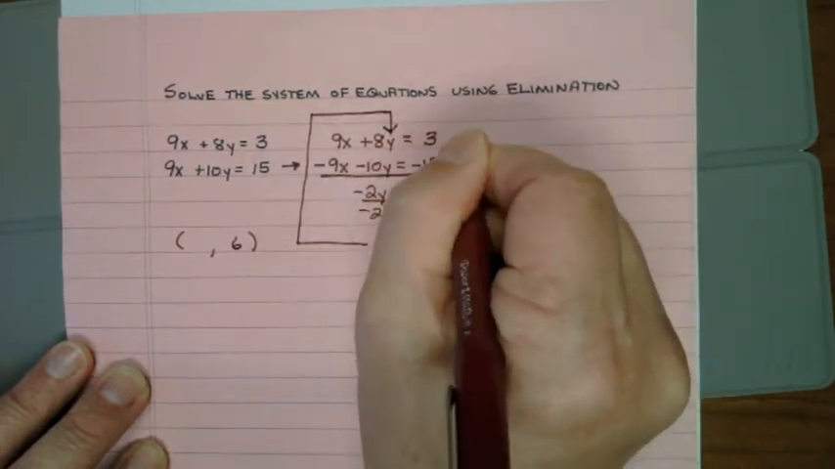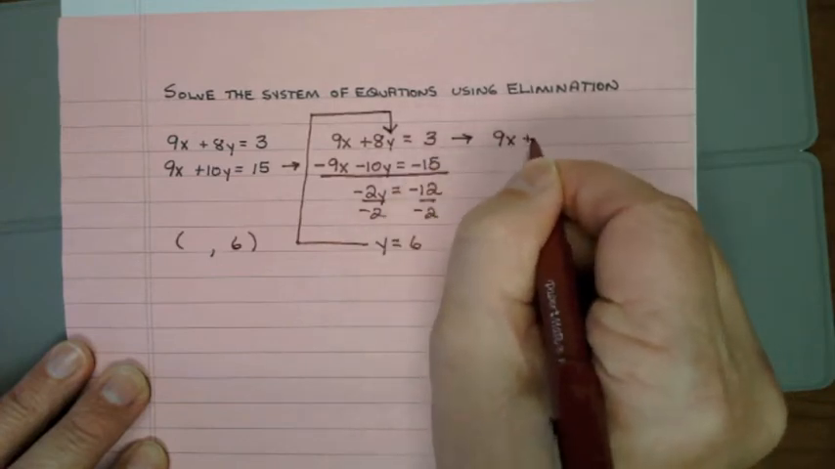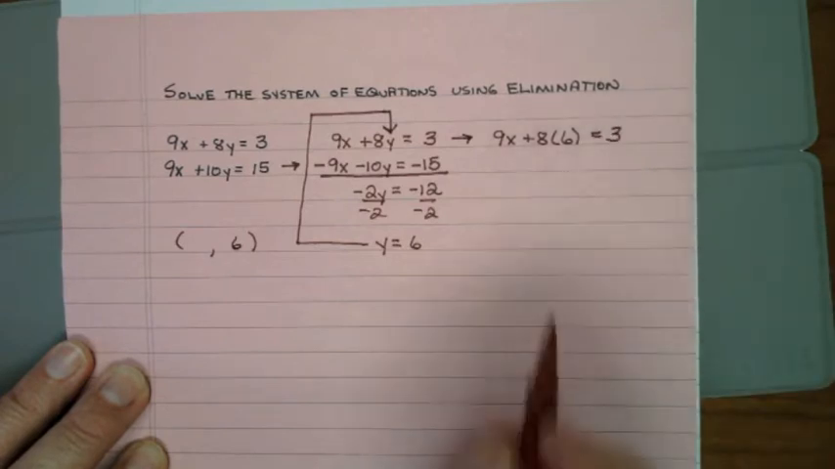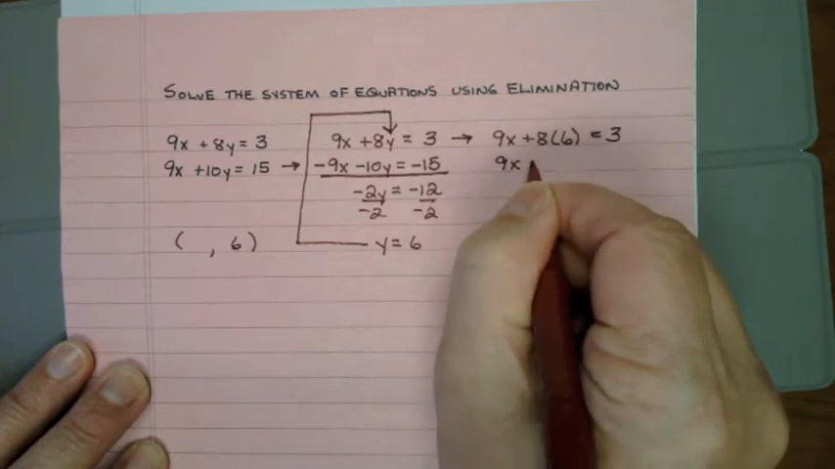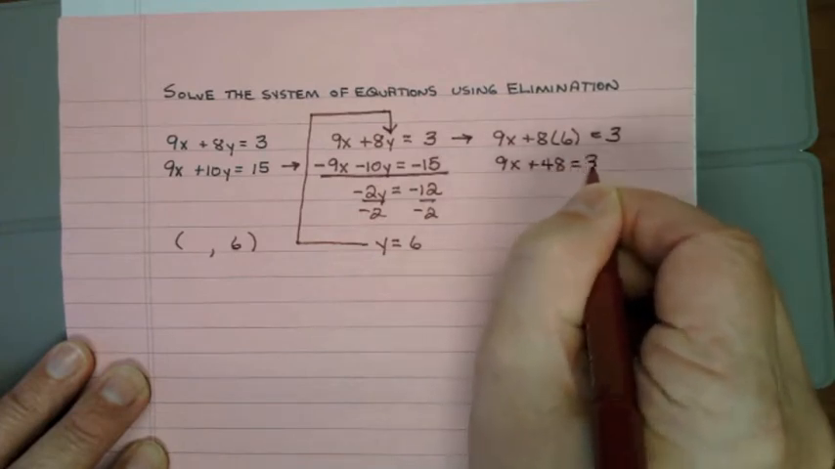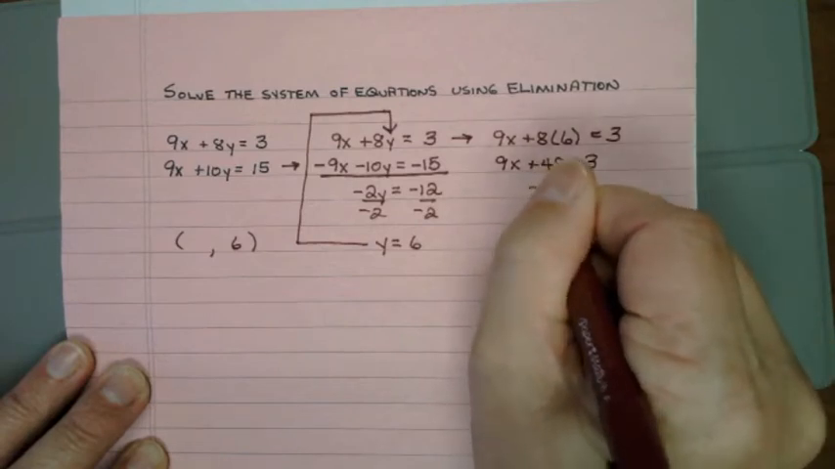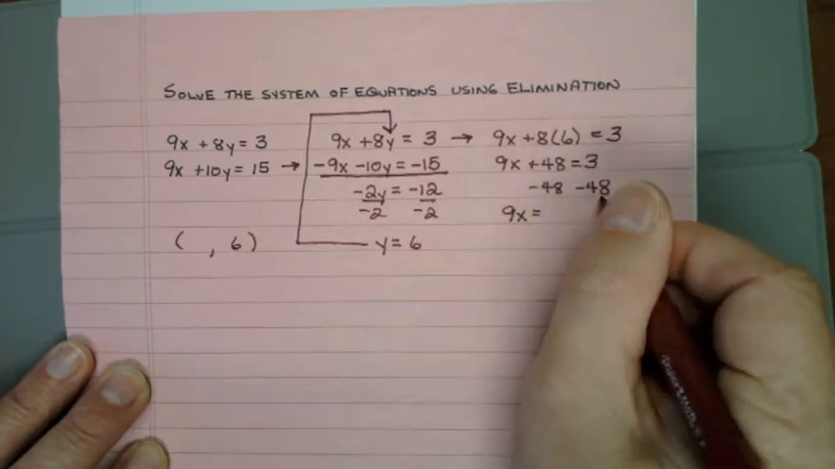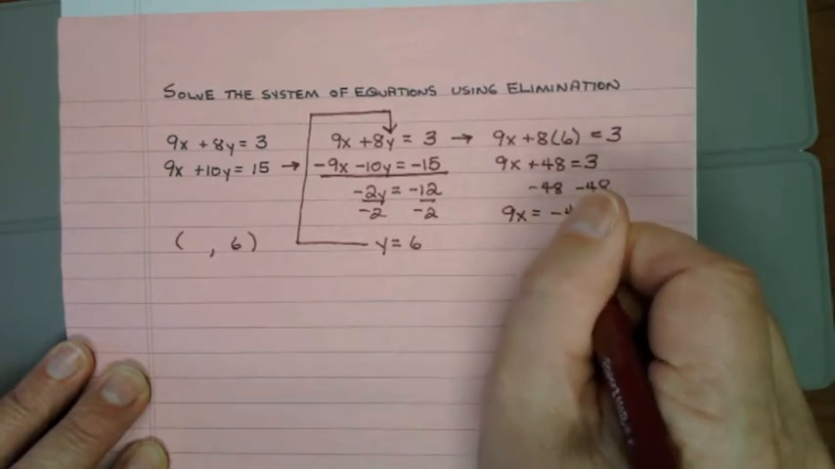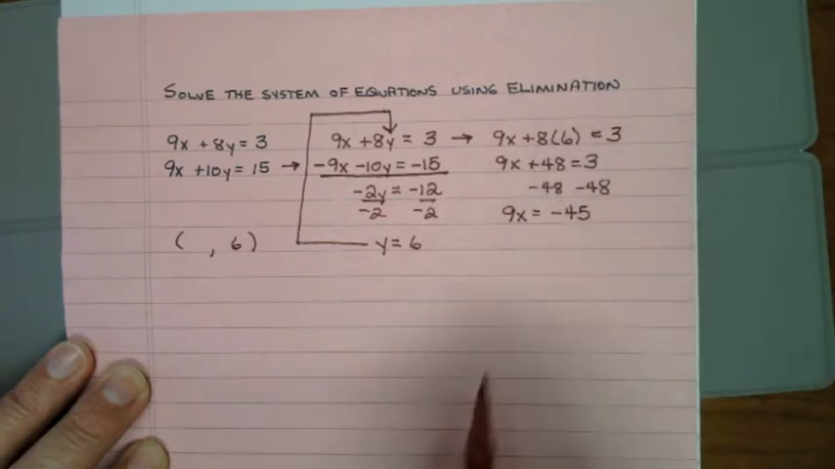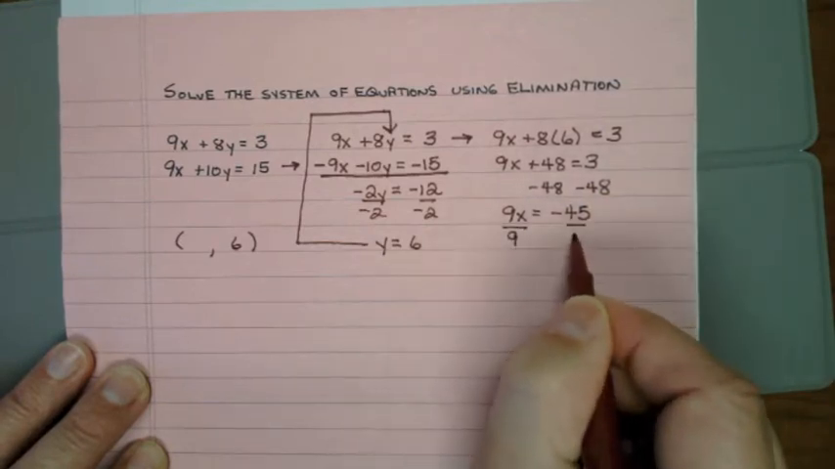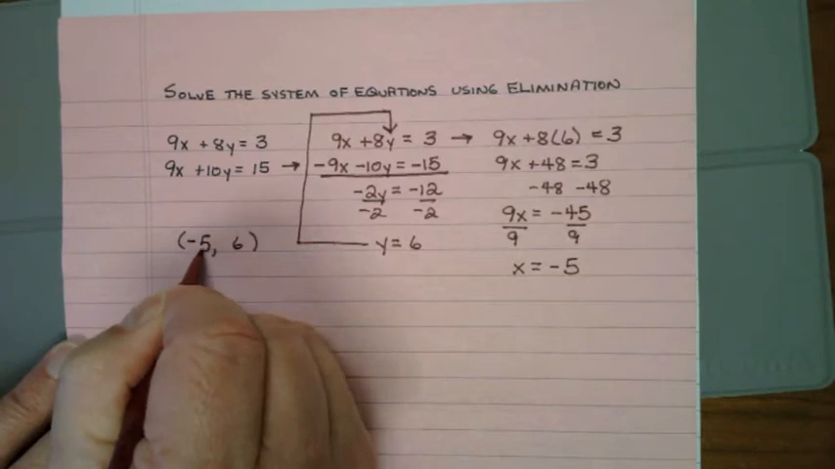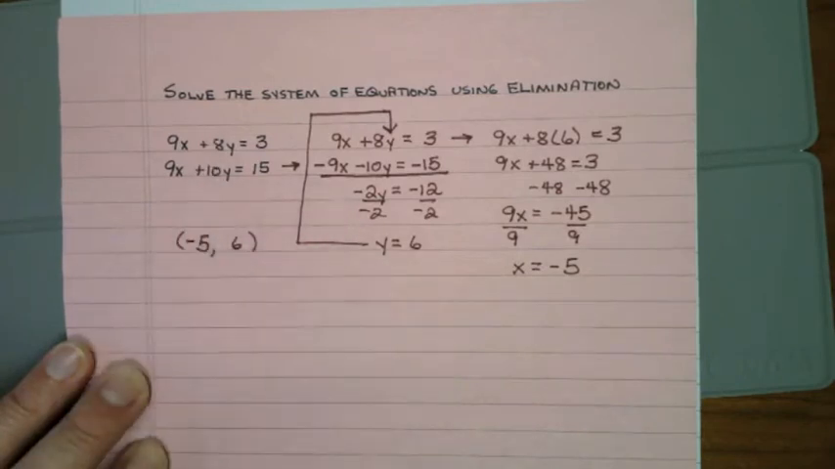So let's see what that looks like when I do that. 9x plus 8 times 6 is equal to 3. 8 times 6, 48. I need to subtract 48 from both sides. 9x is equal to 3 and negative 48 put together, negative 45. I need to divide both sides by 9. X is equal to negative 5. This is the point where these two lines intersect.